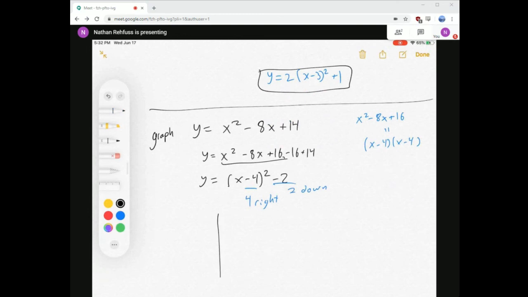So y equals x squared minus 8x plus 14. The vertex is going to be right here at 4 comma negative 2, and then the parabola is going to look like normal from there. So this is the graph of that function. Easy as that. I think that's a pretty useful technique. All right, so that is graph transformations.